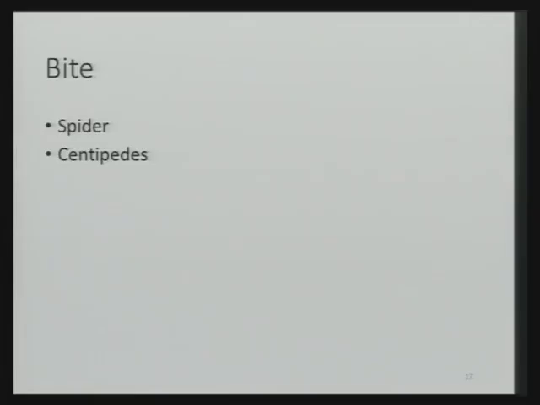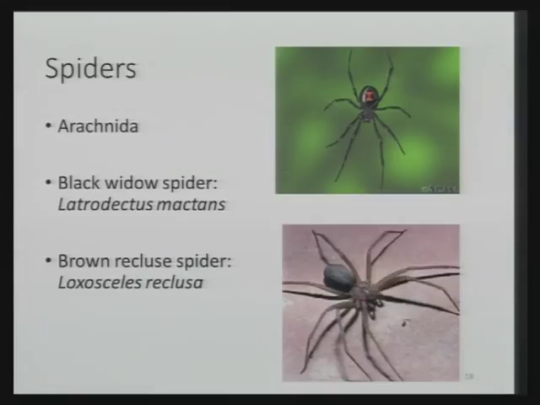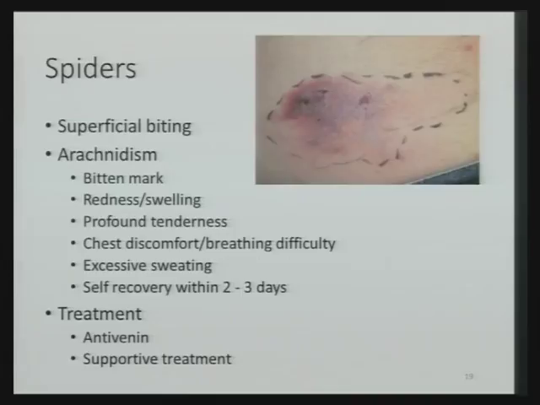Bite. These bite, spiders and centipede. Spiders is arachnid. That means they have how many legs? Arachnid, 8 legs, 4 pairs of legs. These two are important. Spiders. The spider bite cannot penetrate to deep tissue. They just bite superficially. So the lesions are more likely localized to the bitten site. Spider bite is also called arachnidism.